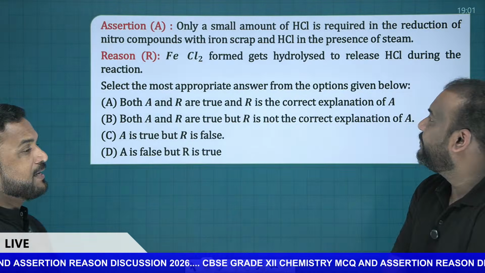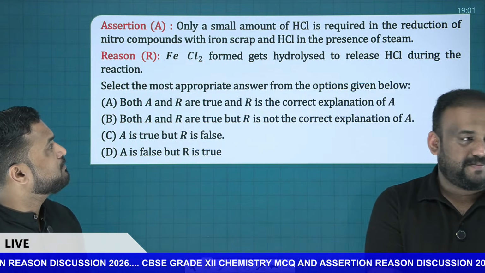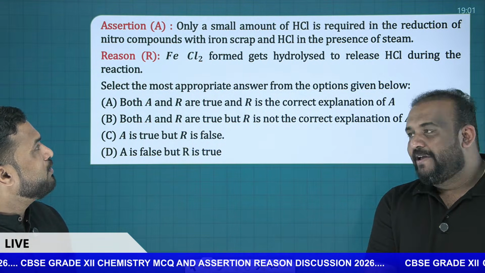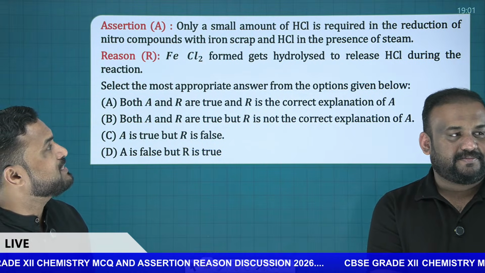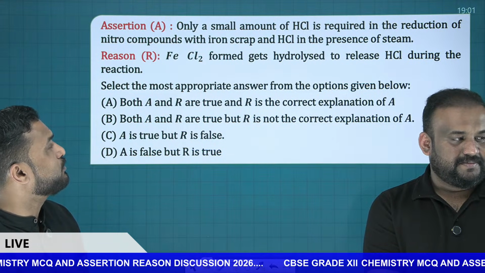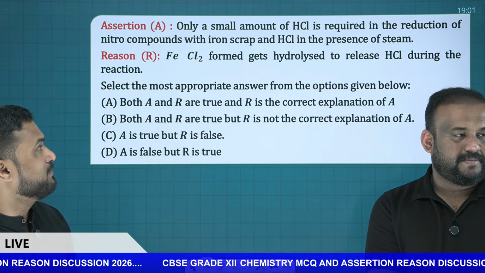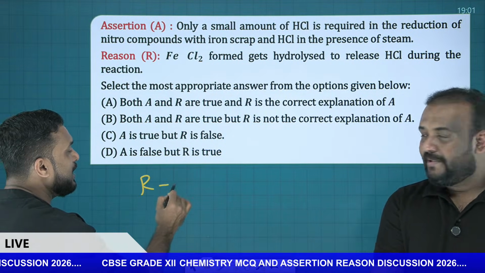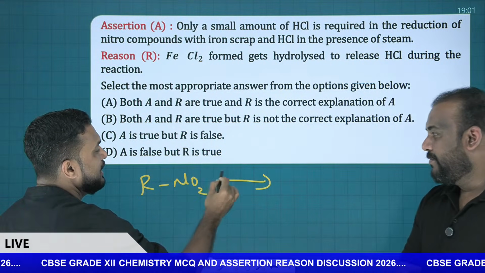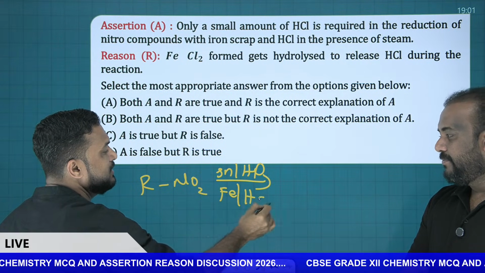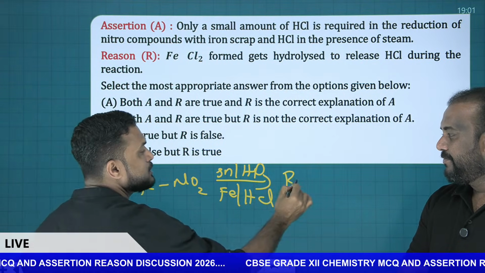See, assertion reason question again. It's comparatively a standard question. Only a small amount of HCl is required in the reduction of nitro compounds into amines using iron scrap and HCl in the presence of steam. You know that one, nitro compound RNO2. Sn/HCl is there and Fe/HCl. These are the two reactions. Then you will get the corresponding amine.